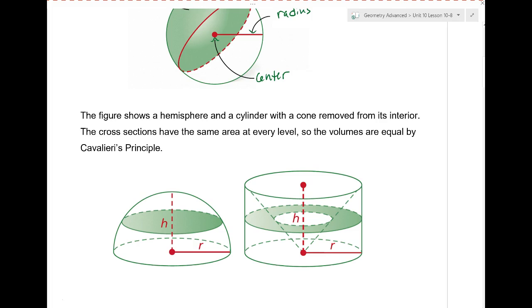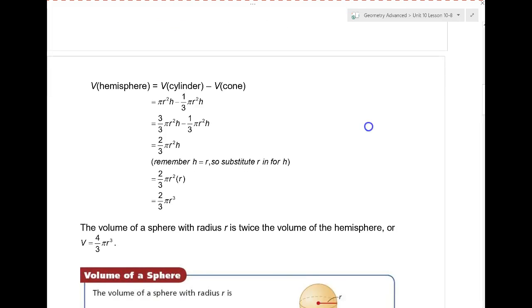Notice I've got a sphere with a cone taken out of it. I mean, a sphere, and I also have a cylinder with a cone taken out of it. But notice if I do a cross section of the sphere and of that funky cylinder with a cone taken out of it, I get the same area, same cross section. So I can actually use that to calculate the volume of the sphere. So let me show you how it's done. I'm showing you the math.